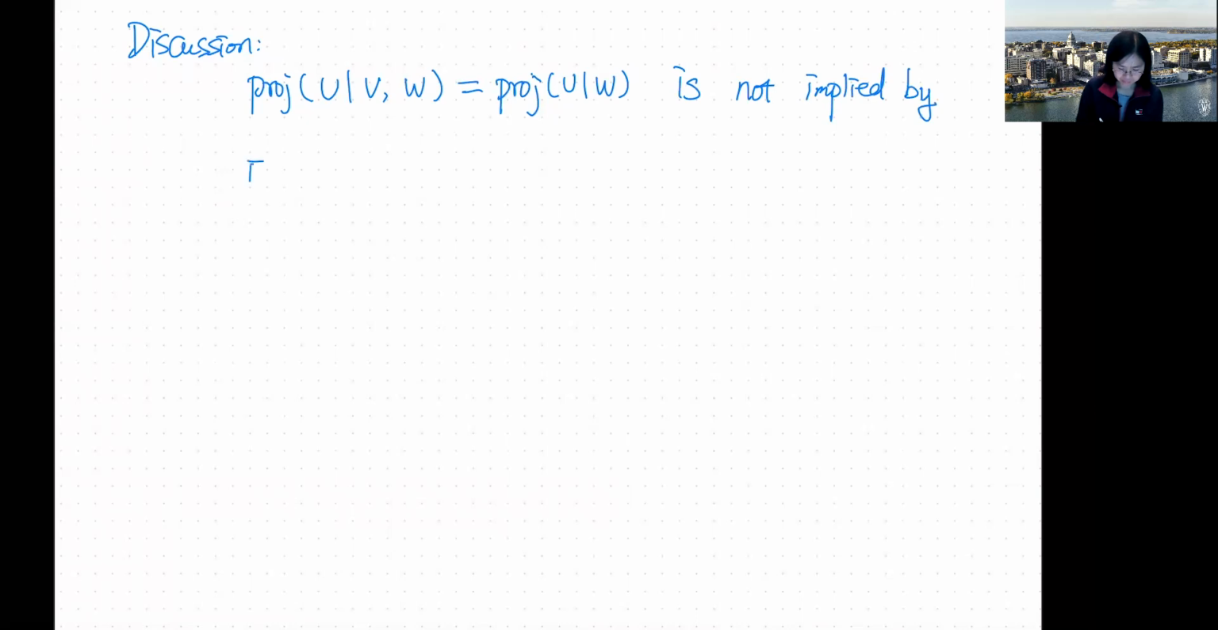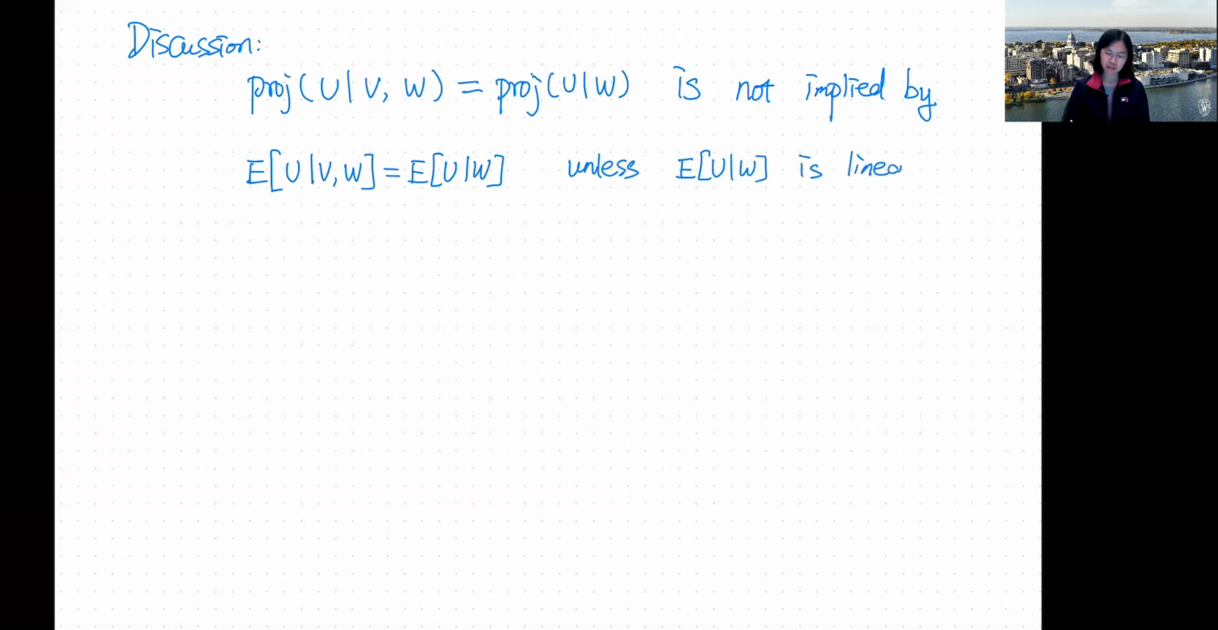The projection of U given V and W equal to the projection of U given W is in fact not implied by E[U|V,W] = E[U|W], unless this conditional mean is linear.